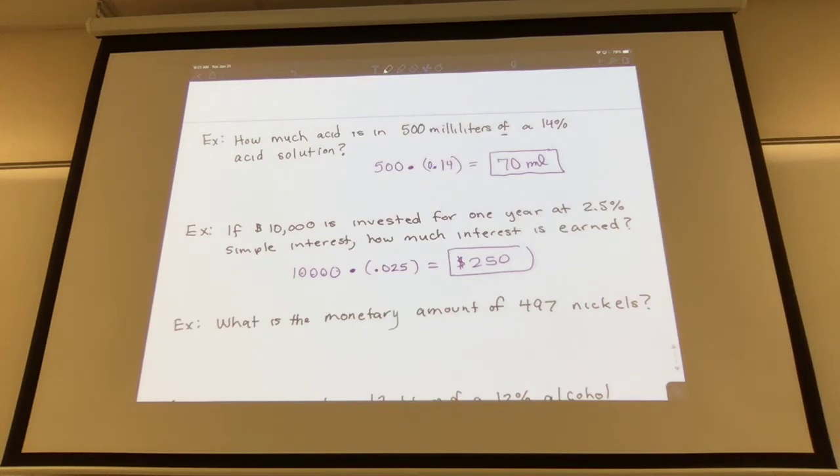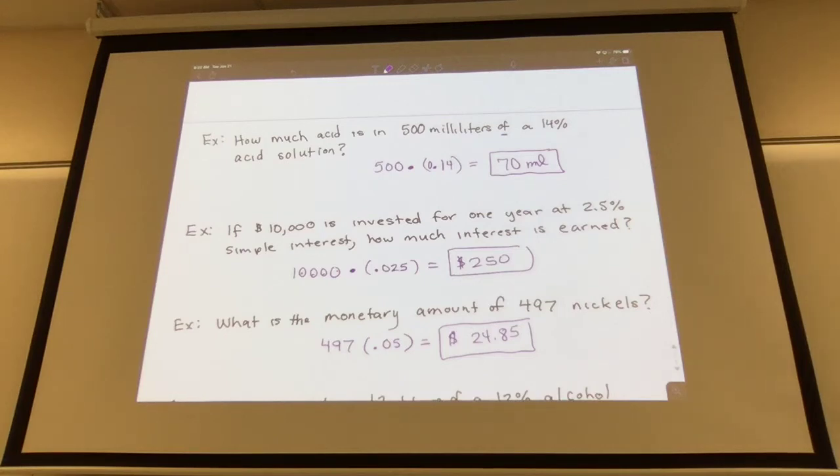What is the monetary amount of 497 nickels? You take 497 and multiply that times the value of a nickel, which is what? 0.05. And that's just a basic multiplication. So if you go to the side, you multiply that out, which we've done before, decimals. We would have $24.85. So this is the application of it, like how do we set these problems up and what do we do to solve them.